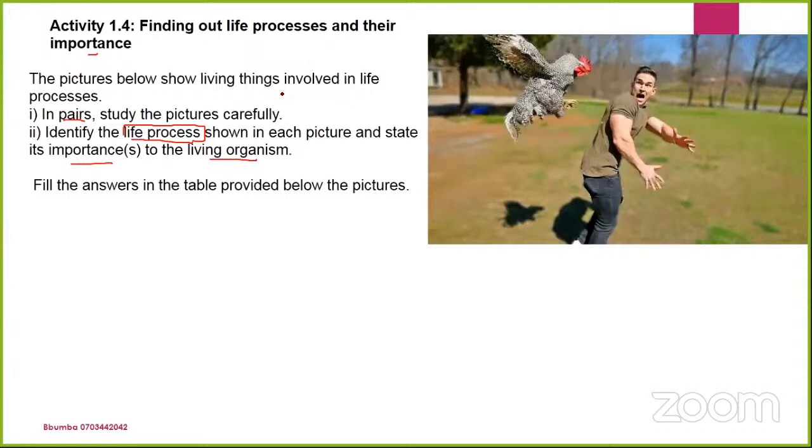Both the answers are correct because this man is running away to protect himself, and he has also had a response to the stimuli, response to touch. So he has responded to the touch by running away. So both are correct.